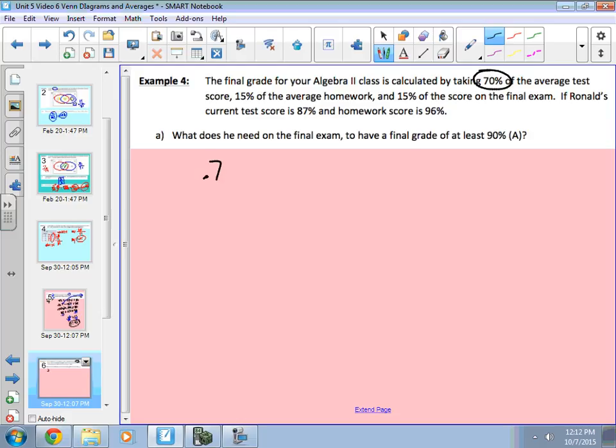So let's change that to a decimal. That would be 0.7, and that is for average test score. If you want to come up with a variable for that, we'll call it T, plus 15% is homework. That'd be 0.15 for homework, plus another 0.15 for final here. And this person wants to have at least a 90, so greater than or equal to 90.